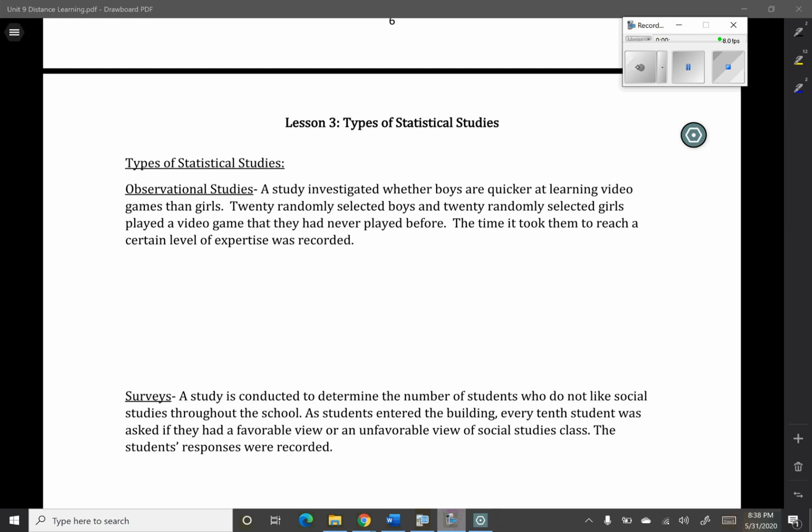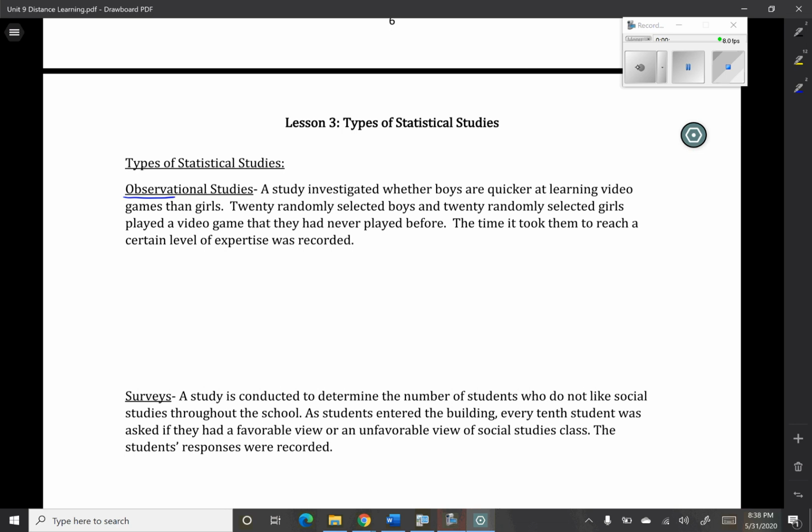So basically, what is a statistical study? Statisticians need to have a way for collecting data. There are different ways that we can collect data to determine an outcome or see relationships between variables that we're studying. So here are just a couple ways that we can do that. The first one is called an observational study. The key word there is observe. We're going to observe something.